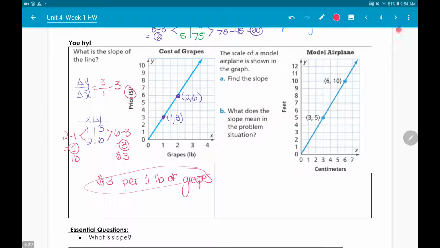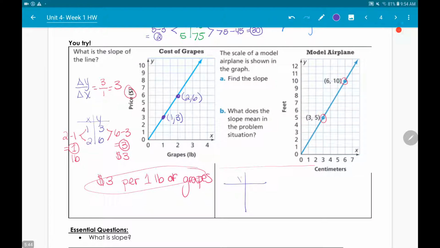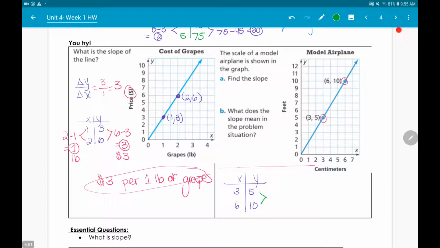All right, last question. Let's find the slope of this one. And they're giving us 2 points for us to use. All right, now I'm going to do this at the bottom, and we'll put our answer up at the top. All right, so let's make our table. 3, 5, 6, 10. And I'm going to do my change in y. So 10 take away 5. Change in y means, like, how am I getting from one point to the other? How many spaces am I using? How many units am I using? And in this case, we're talking about feet. So 10 take away 5 is 5 feet.